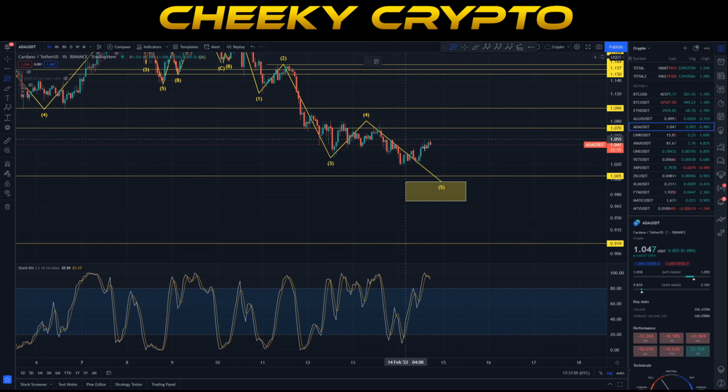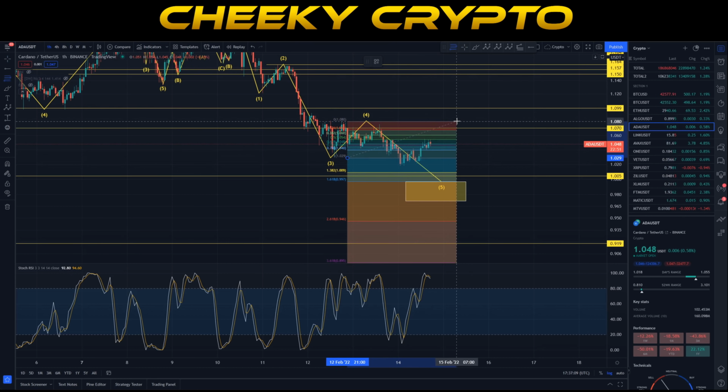Now, in order to get to that fifth wave target, as you can see here, what we've done is we've measured the distance here on our fourth wave high, effectively about here, and we can see that the 1.618 at 99.6 cents is the minimum threshold for this final fifth wave down.